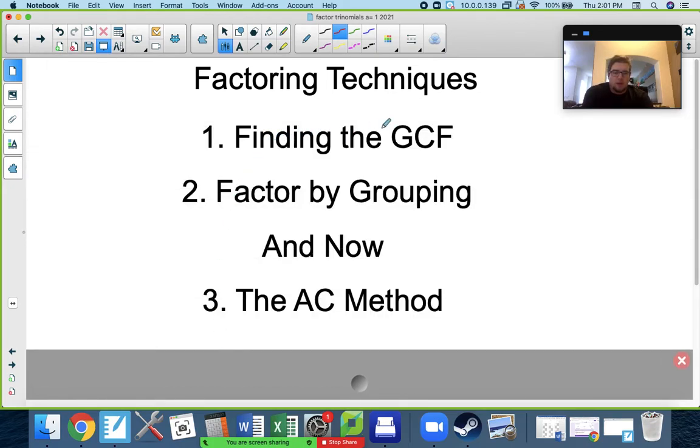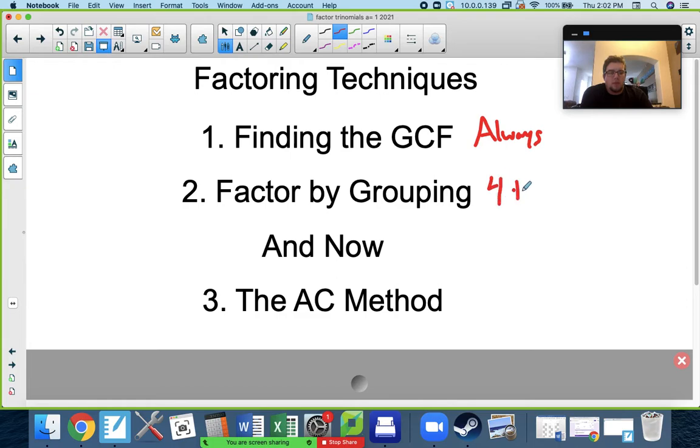So we have greatest common factor. We should always be looking for this one. It may not be in any of our problems, but we always need to check for it at the beginning, in the middle, at the end of our problems. Just constantly looking for greatest common factors.